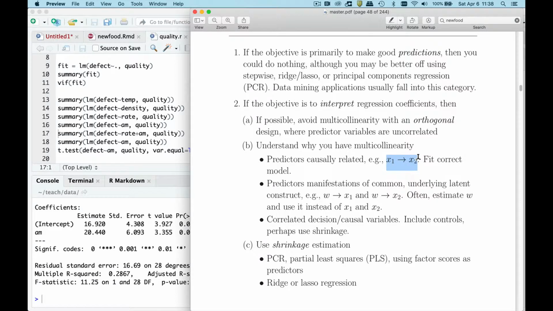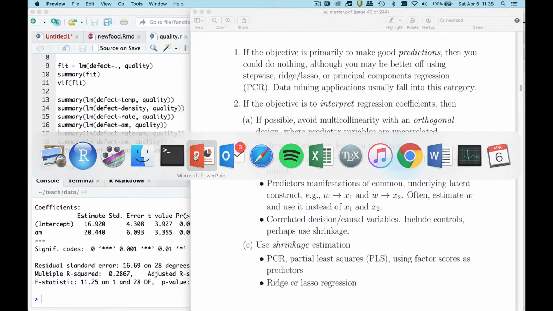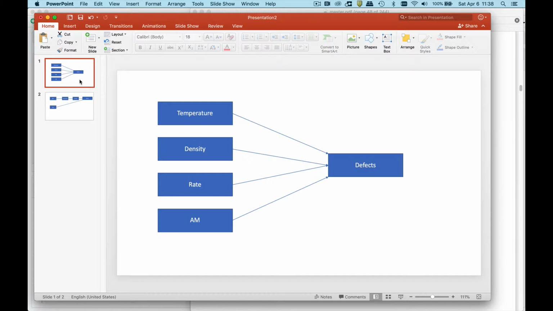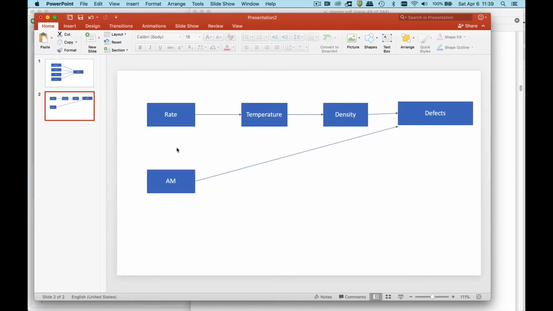Okay, so let's go over to some sketches I did in PowerPoint. The model we've just estimated is described by this diagram. All 4 of the predictors go into the model to predict defects, when in fact the real model looks something like this. If I work very fast, I get more temperature variability when I'm making the parts. That temperature variability causes problems with density, and that's what's causing the defects. So I'm estimating the wrong model because my predictor variables are correlated with each other.